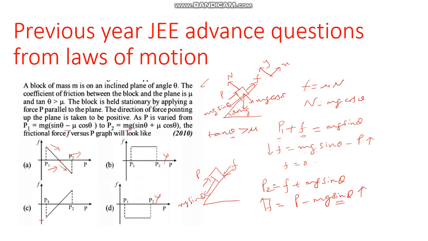So initially there was a positive friction, it decreased, and then it increased in the other direction. When F is increasing in this direction, and you consider the other as positive, this has to be negative. So it is increasing in the negative direction. Option A is the right answer.